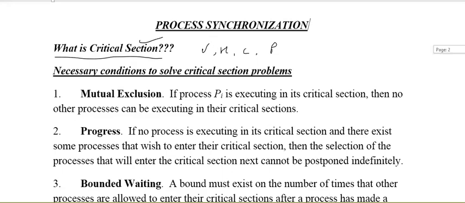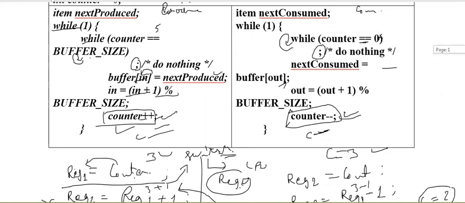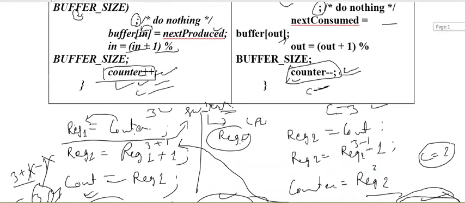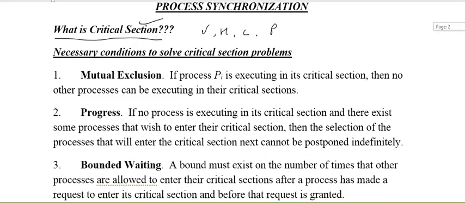We had picked in our example, then what was the critical section here? The critical section was counter, because this was the variable which is in sharing mode. So this is our critical section.